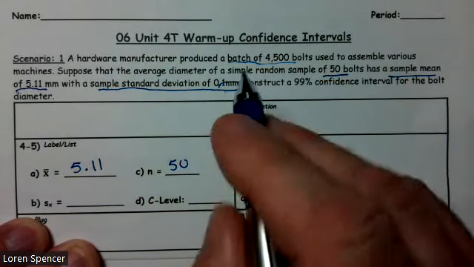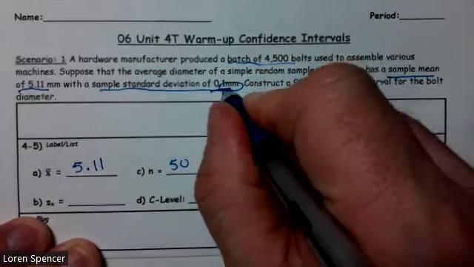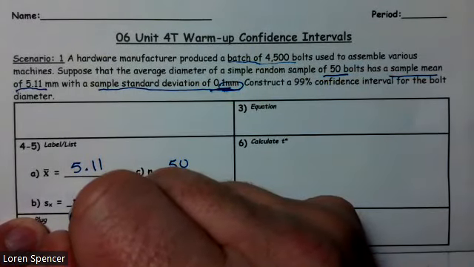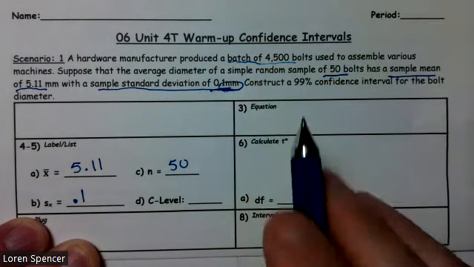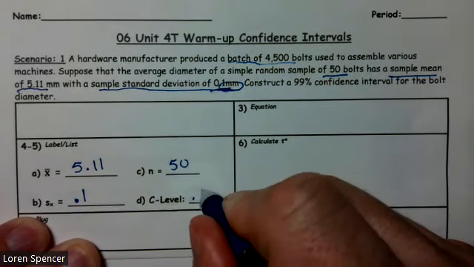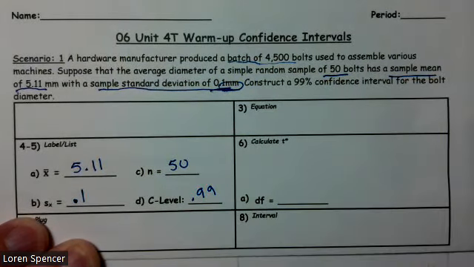Because it's a sample standard deviation and not the population, that's what makes it a T distribution. All right, because we're working with a sample standard deviation. And it says construct a 99% confidence level. So we have a 0.99 confidence level.